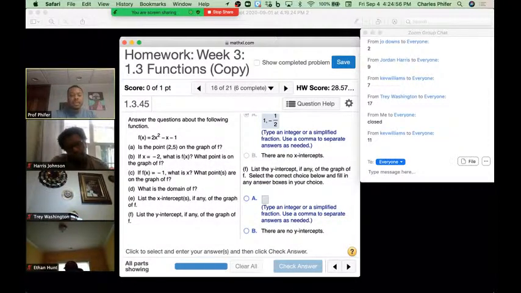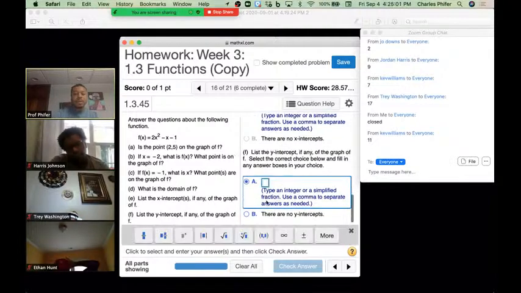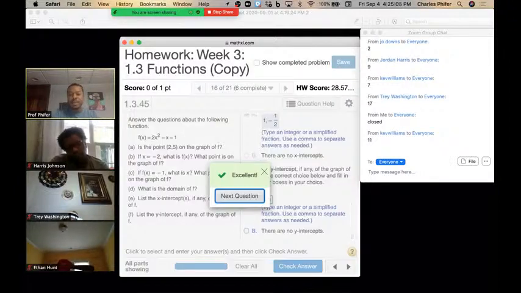Y-intercepts are easy. You set x to 0. You can look at it. The answer is -1. Okay, I'm not going through the details because I don't think anybody needed me to. Okay, we did that one. Took me a little bit of time, but we did it.